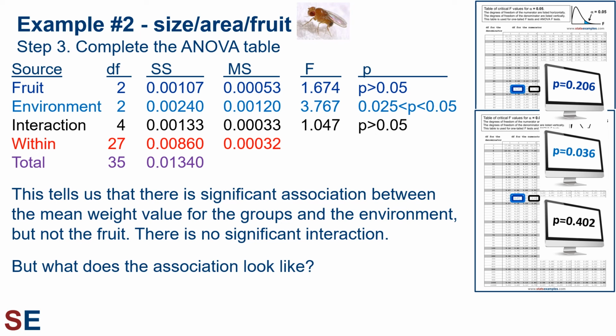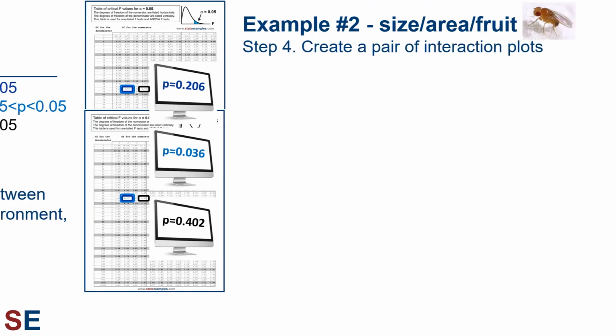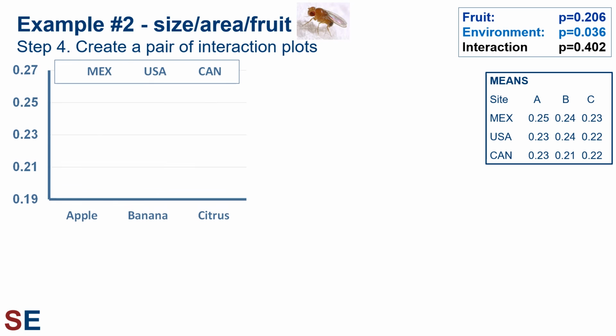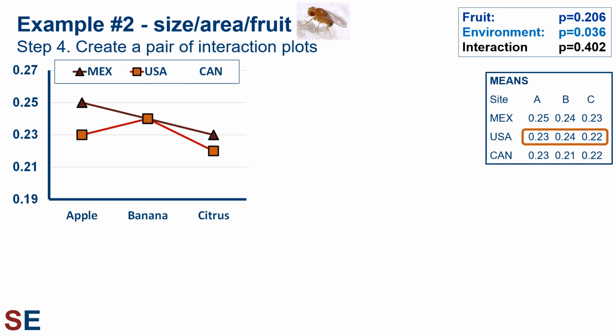But what does the one significant association look like? Now we need to make a pair of interaction plots. Again, I put the p-values and the means of the groups on the right so we can refer to them. For the first plot, we choose the fruit factor values to be on the x-axis, and we plot the mean values of the groups, with each value of the environment factor given a different symbol, and we connect the symbols with lines. The means for the Mexico groups are 0.25, 0.24, and 0.23. The means for the USA groups are 0.23, 0.24, and 0.22. The means for the Canada groups are 0.23, 0.21, and 0.22.